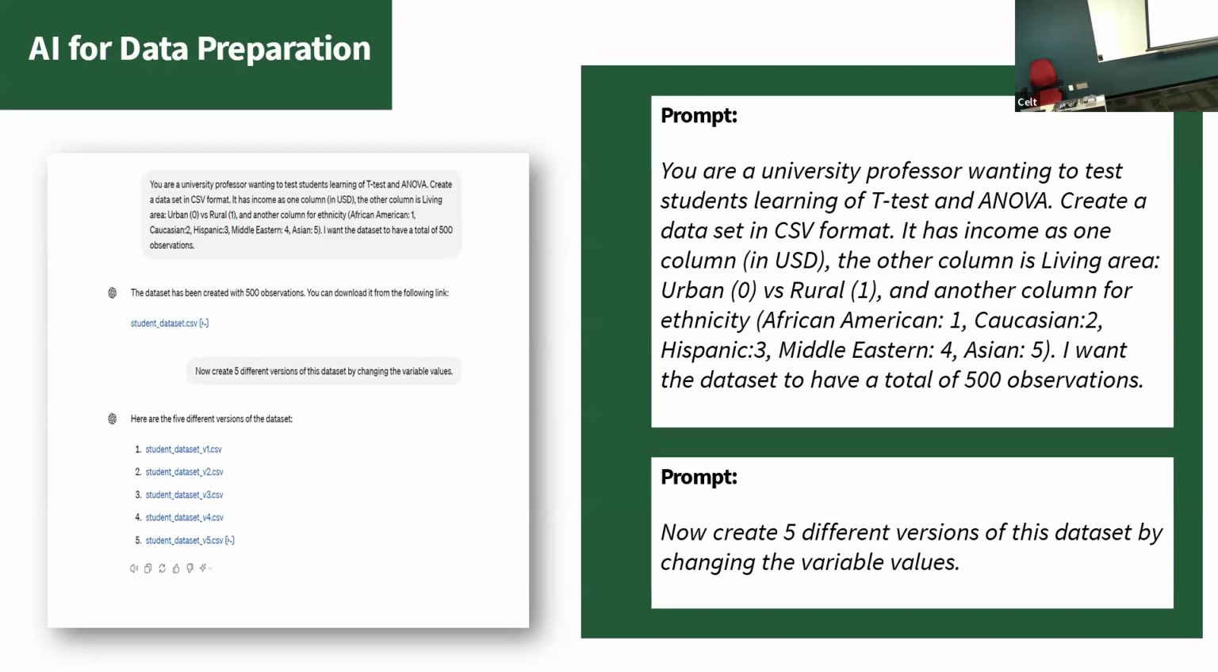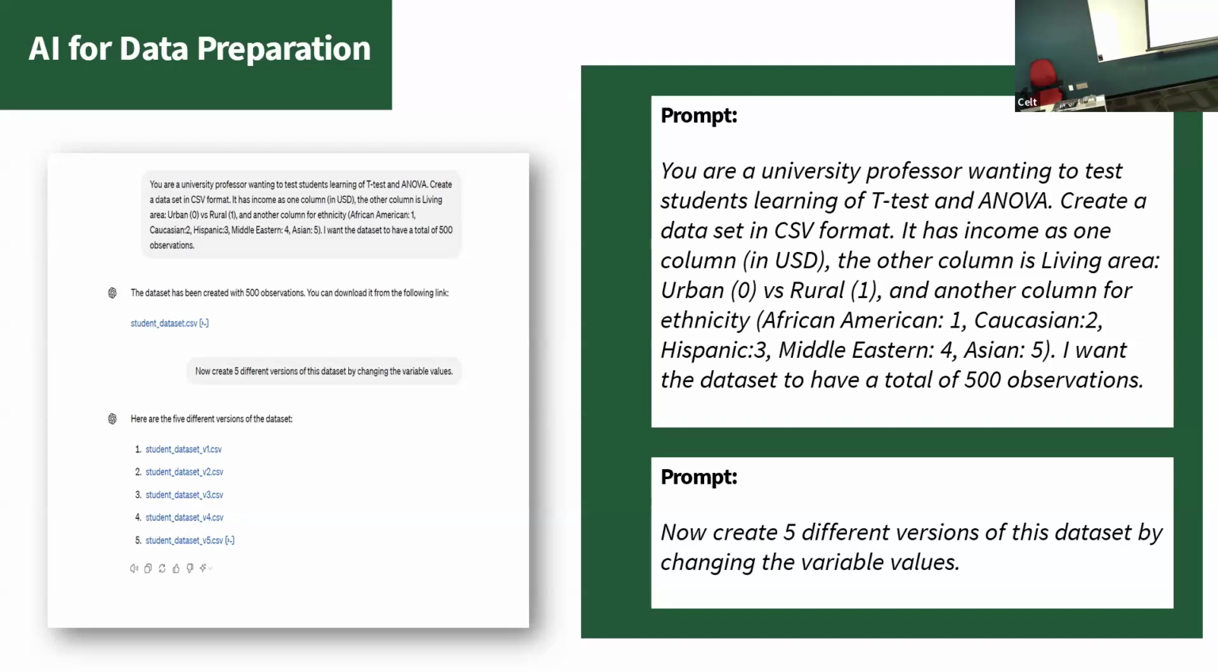So here, I asked it to create a data set that I can use for t-test and ANOVA. I tell it, I want you to create a data set in CSV format. Income talks about the income of people, CEOs, their gender, where they live, rural or urban area, their ethnicity, etc. And I ask it to create 500 observations. It creates the data set for me.